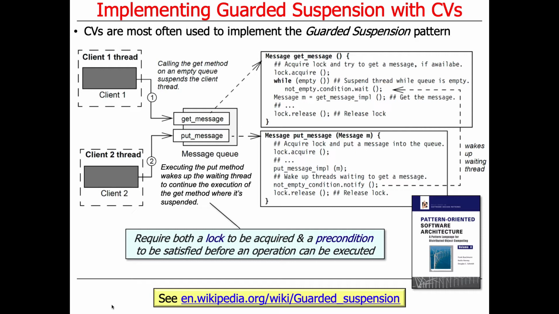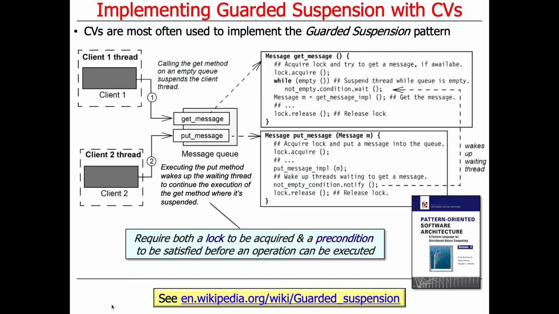So just as an example here, let's say we want to have two client threads, client 1 thread, client 2 thread. They're trying to access some thread-safe message queue, and the first thread calls get message. Let's assume the queue is empty. We come in here, we acquire the lock, and while the queue is empty, we're going to wait on the not empty condition, and that'll basically suspend us until the queue is no longer empty. We are then able to get the message and then return it and release the lock on the way out.